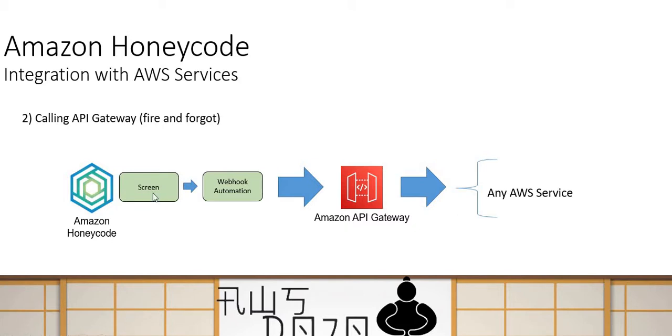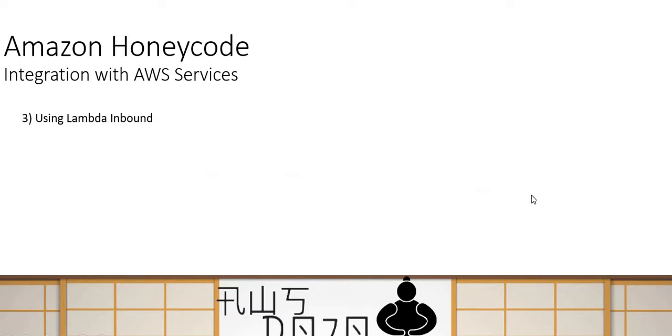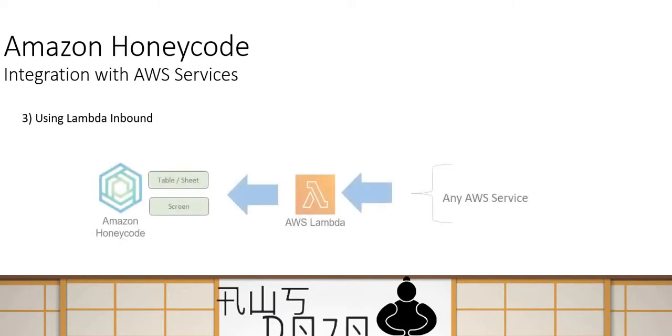So scenario like you have some table data, some records which you want to update into an S3 bucket, DynamoDB, I don't know. Yeah, you can call any service if you want to build any automations around that. The third one is using Lambda inbound. And this is a scenario.